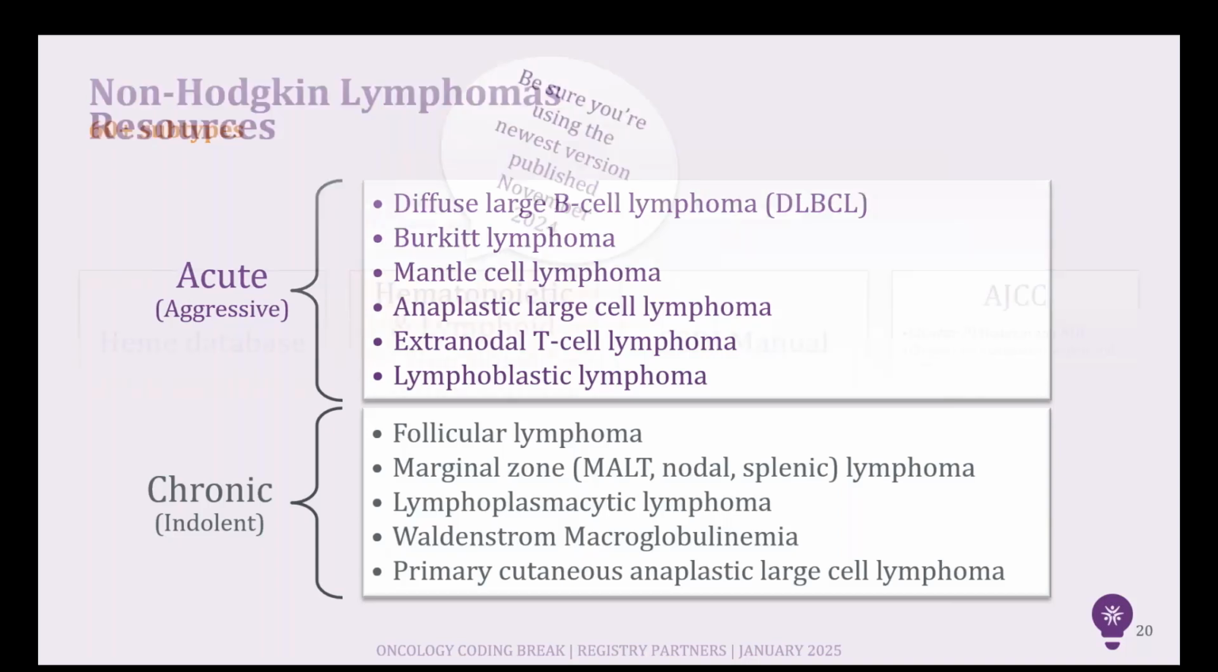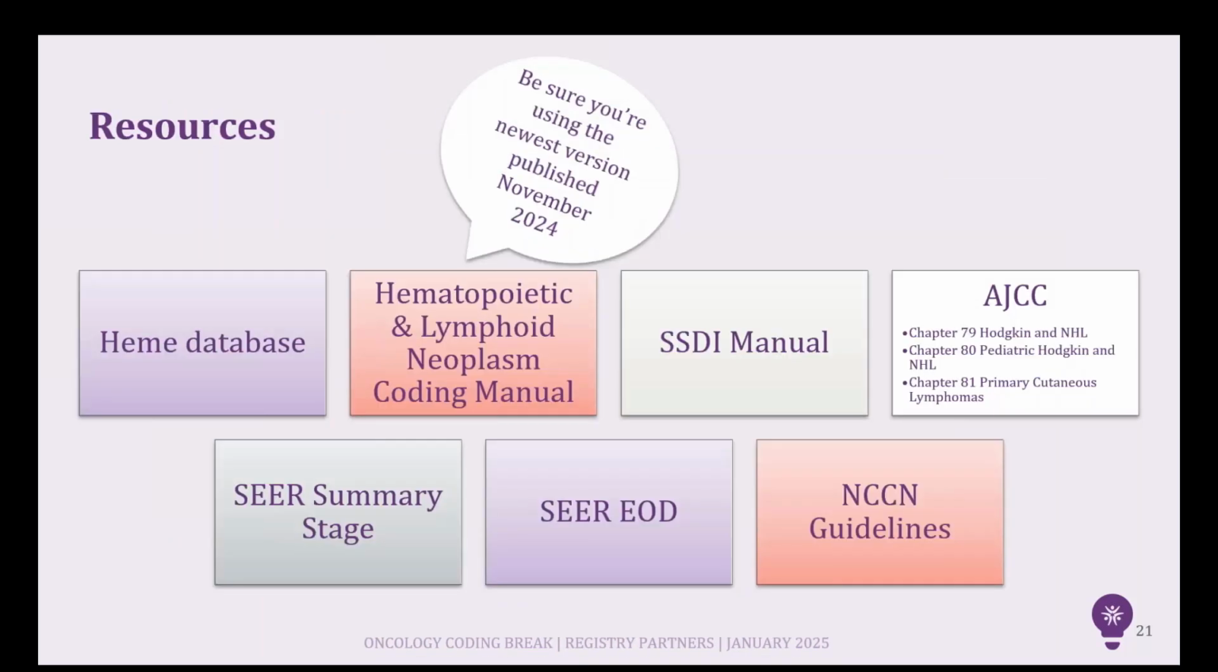This slide just shows the resources that we need in order to abstract a lymphoma case. So it's important that you have all the resources. We need the heme database, the hematopoietic and lymphoid neoplasm coding manual. Also make sure that you are using the most current version of this manual. There was a new one that was published in November. So make sure you don't have an older one downloaded on your computer that you're using. The SSDI manual, AJCC, SEER summary stage, EOD, and then the NCCN guidelines is a great resource for treatment.